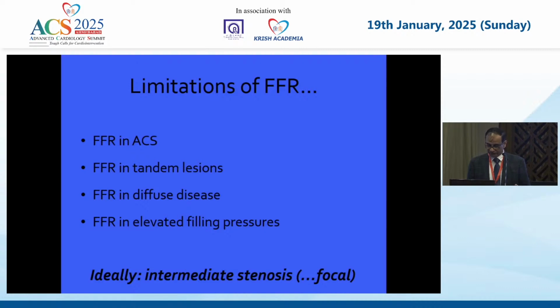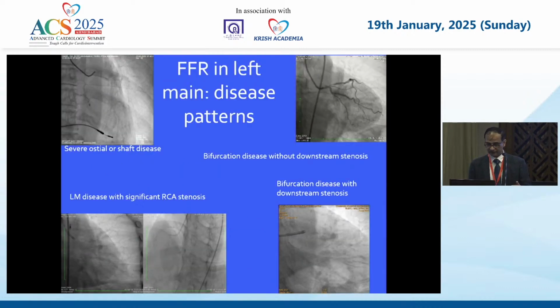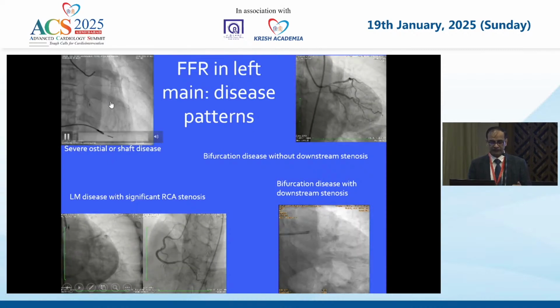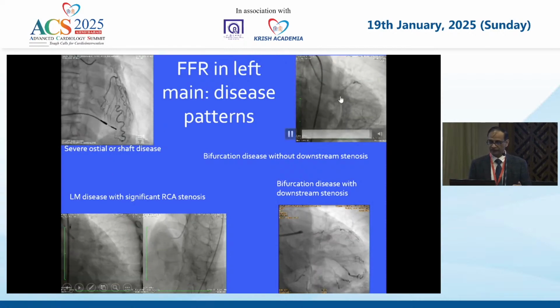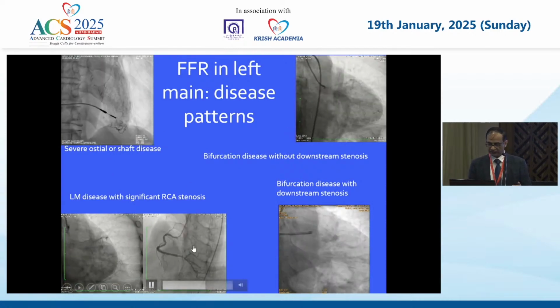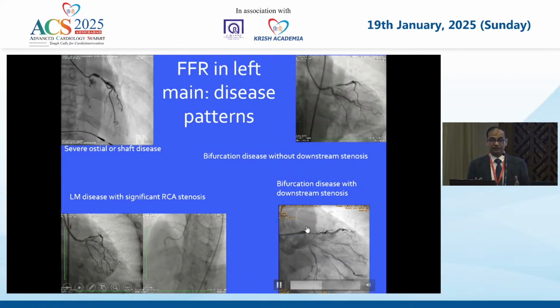What about tandem lesions? Yes, left main is another special subset, and left main is not one subset. In these angiograms, you can see you can have left main with only shaft disease, you can have distal left main with single vessel disease, you can have multivessel disease, or you can have bifurcation disease with downstream stenosis in both.